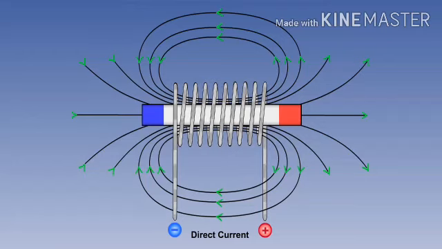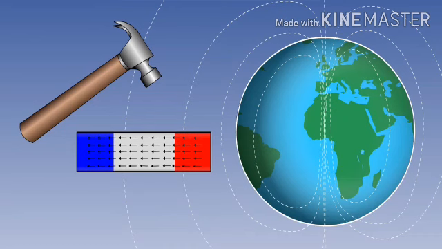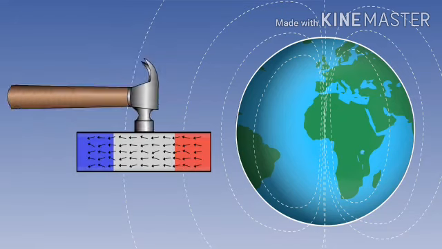Now, having looked at ways to create a magnet, let's look at methods of demagnetizing a magnet. There are three main ways of destroying magnetism. The first is shock. This involves placing the magnetized bar of iron at right angles to the Earth's magnetic field and hammering the iron.